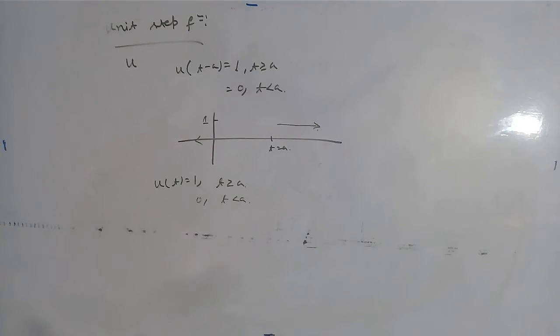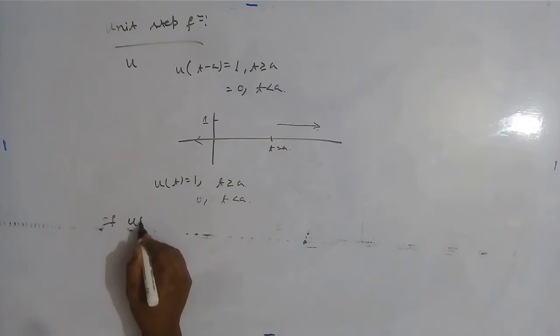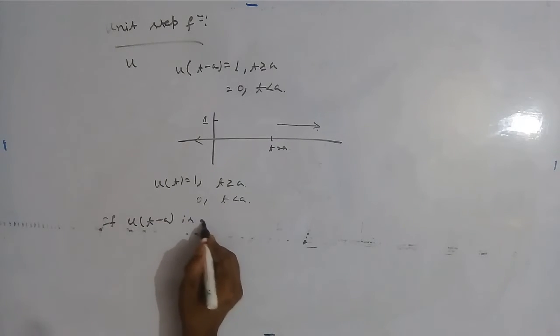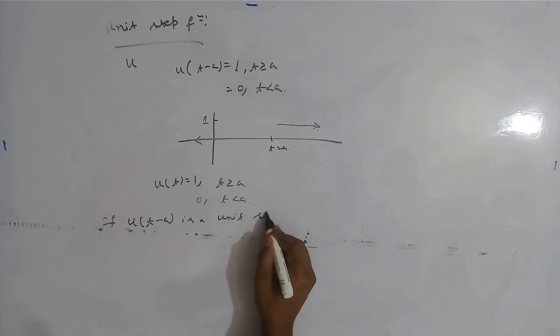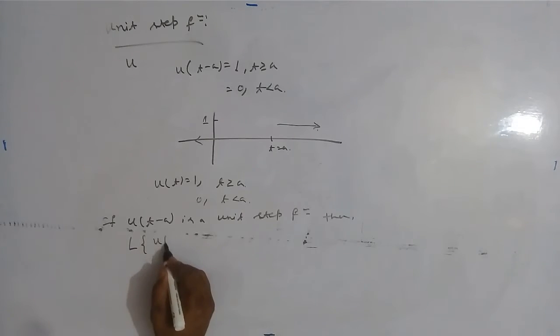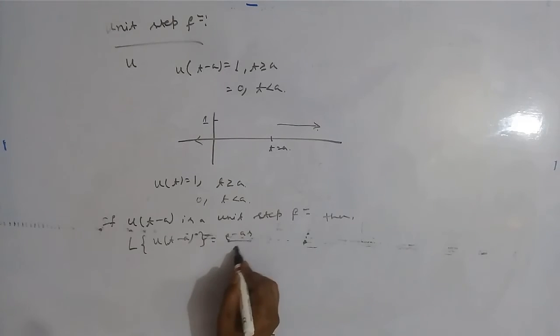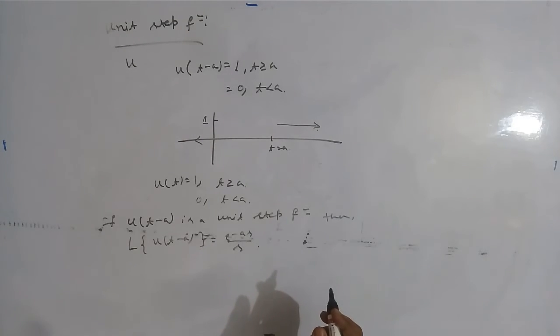Now, Laplace transformation of unit step function is like this. The theorem will state this: if u of t minus a is a unit step function, then L of u of t minus a equal to e to the power minus as by s. Now I'll take an example.